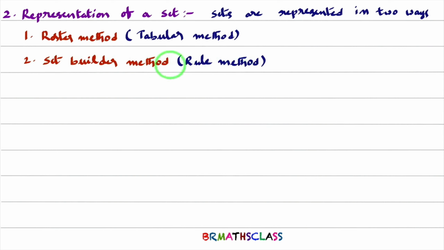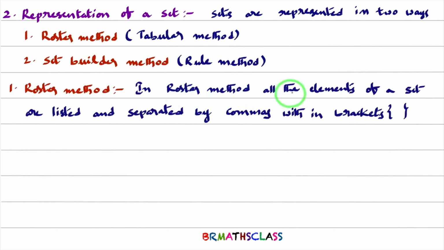First, we will try to understand what the roster method is. In the roster method, all the elements of a set are listed and separated by commas within curved brackets. We will try to understand this with two examples.